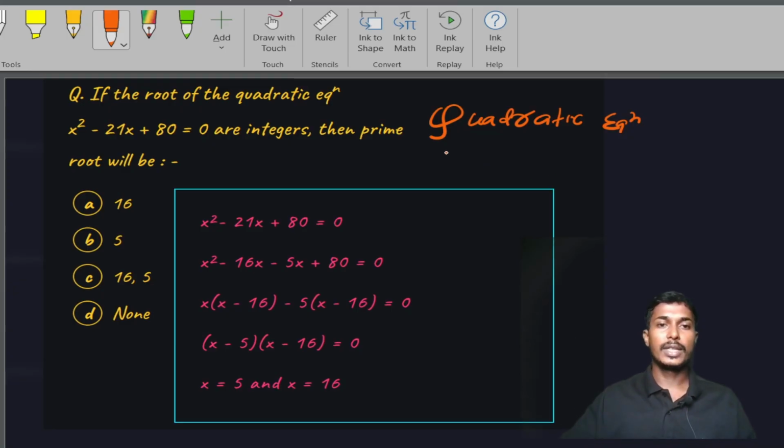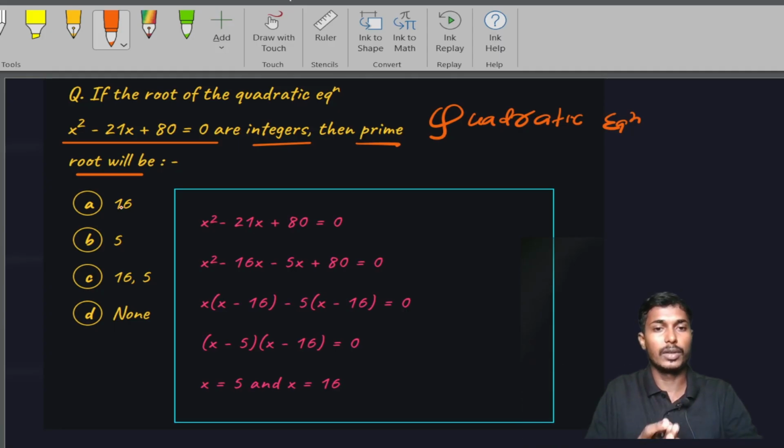So let us see, if you don't have knowledge about number system, you will not be able to solve this question. The question is saying that this is a quadratic equation that has been given to you and it has roots which are integers. You must be knowing now what integers are. If you don't know what integers are, you will not be having any problem till now. But the question is saying the prime root of the equation will be. Now, if you don't know what a prime number is, then you will not be able to move forward in this question. How? Let us see.